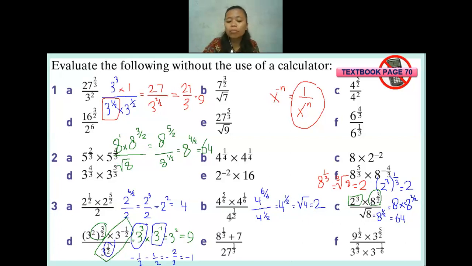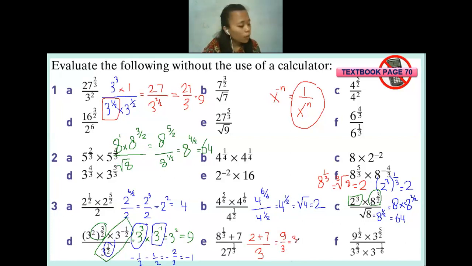For the question E, we have 8 to the power of 1 per 3. Because there is no other number using base 8, you can directly simplify the 8 to the power of 1 per 3. It will be 2, because cube root of 8. So 2 plus 7, and then 27 to the power of 1 per 3, it will be the cube root of 27. Cube root of 27, it will be 3. So 2 plus 7, it will be equals to 9.